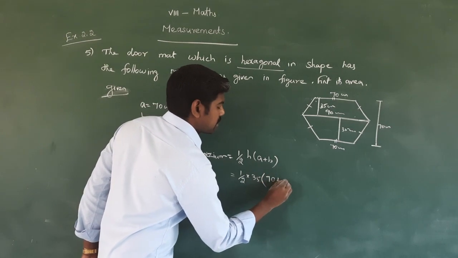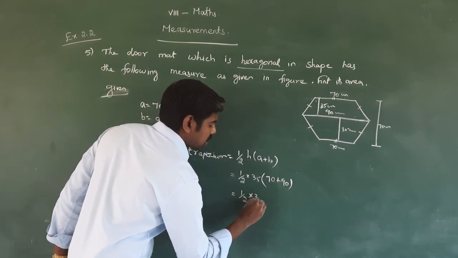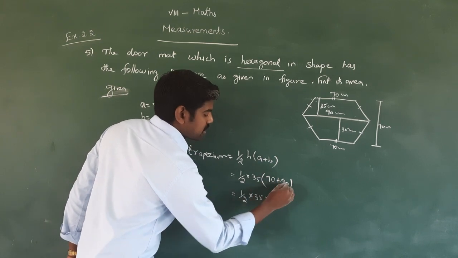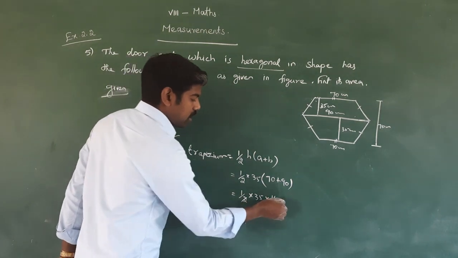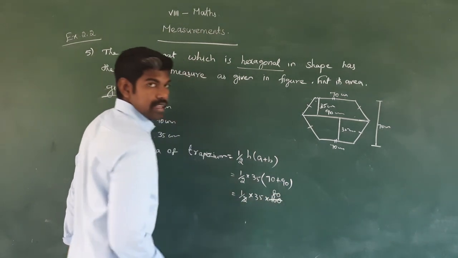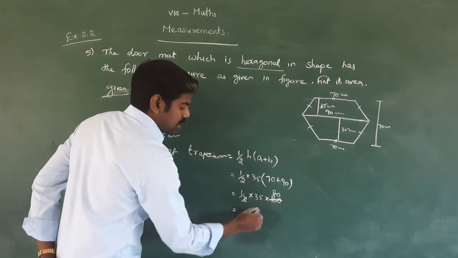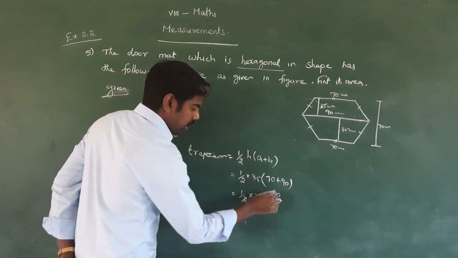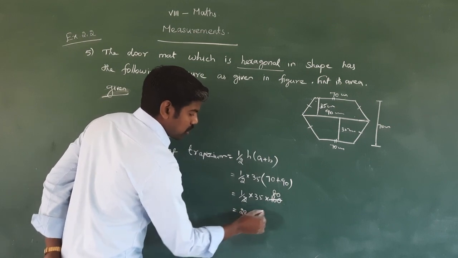So 1 by 2 multiplied by 35 multiplied by 70 plus 90, which is 160. Correct? 160. Cancel with the second table. 160 becomes 80. So 35 multiplied by 80: 8 5s are 40, remaining 4. 8 3s are 24. 24 plus 4 is 28. Again 1 0.